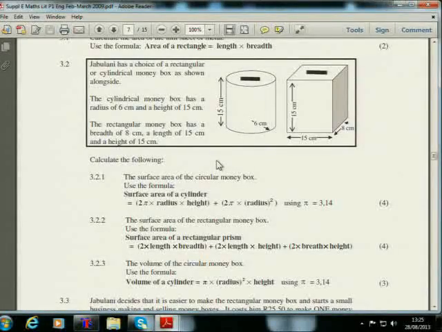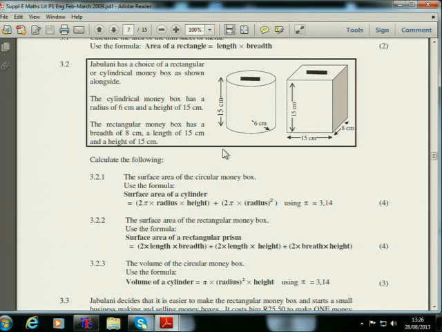Right, welcome back, grade 12s. We will continue with the exercises that we were working with. Question 3.2.2. We have finished calculating question 3.2.1, where we were supposed to calculate the surface area of the cylinder. And in question 3.2.2, we have to calculate the surface area of the rectangular money box.